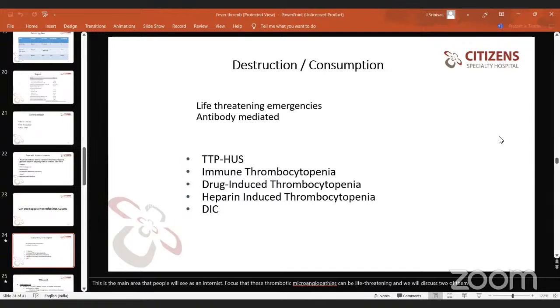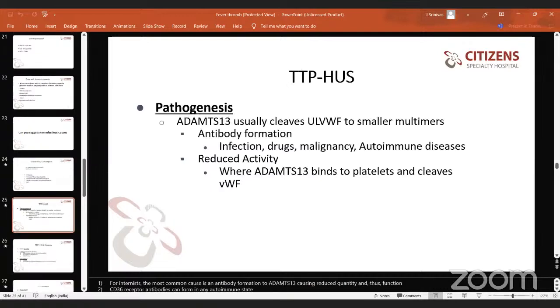So it can be destruction or consumption. Life-threatening emergencies: so we see TTP, HUS, immune thrombocytopenia, drug-induced thrombocytopenia, heparin-induced thrombocytopenia, and DIC. Okay, so these are some of the common things. Let's look into it.